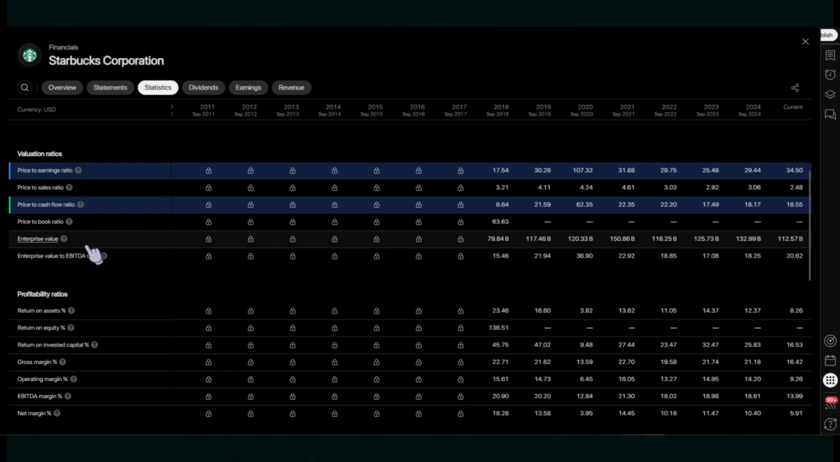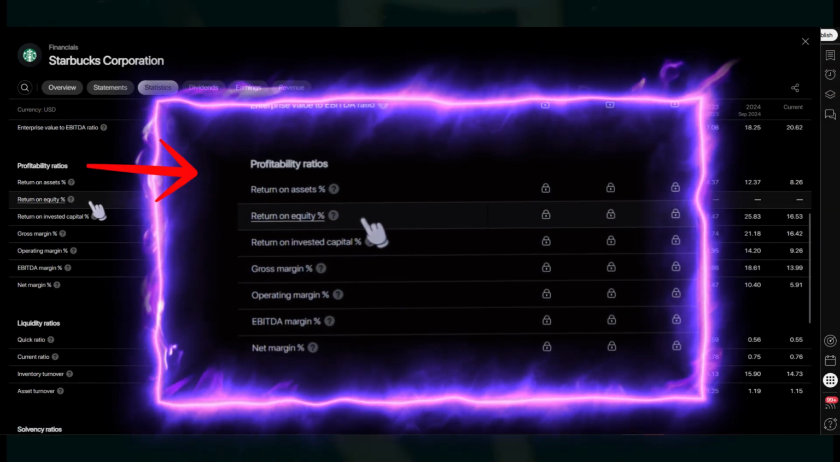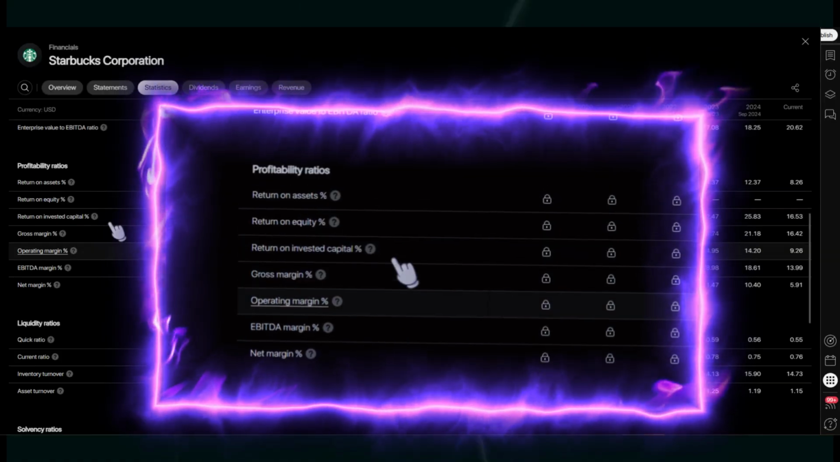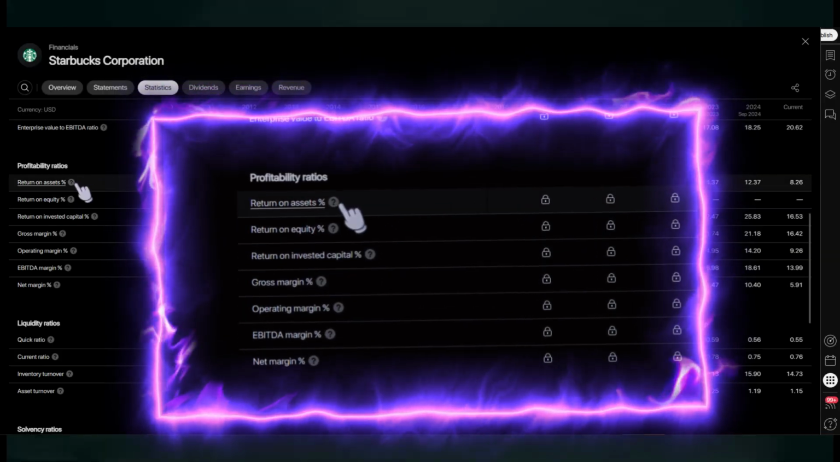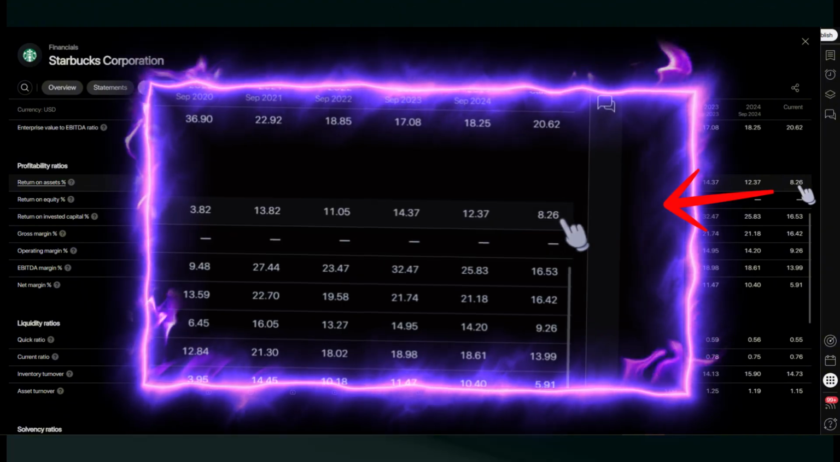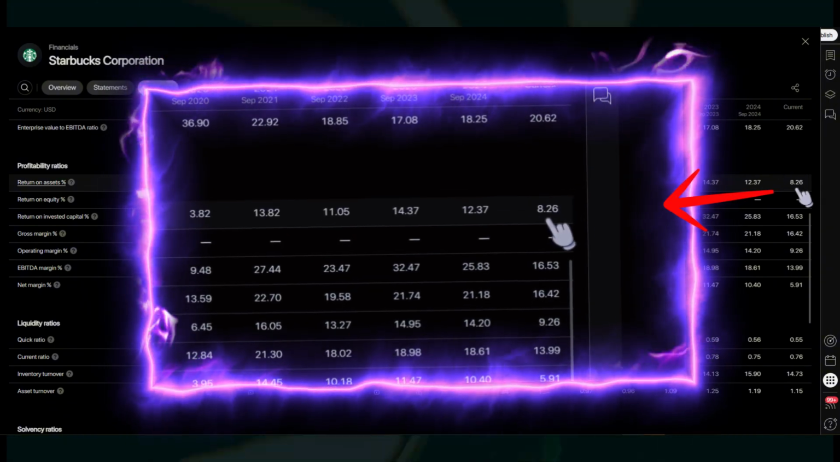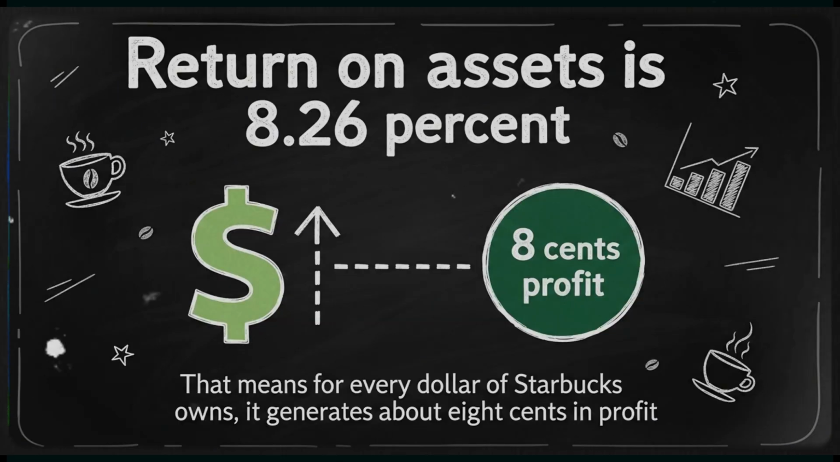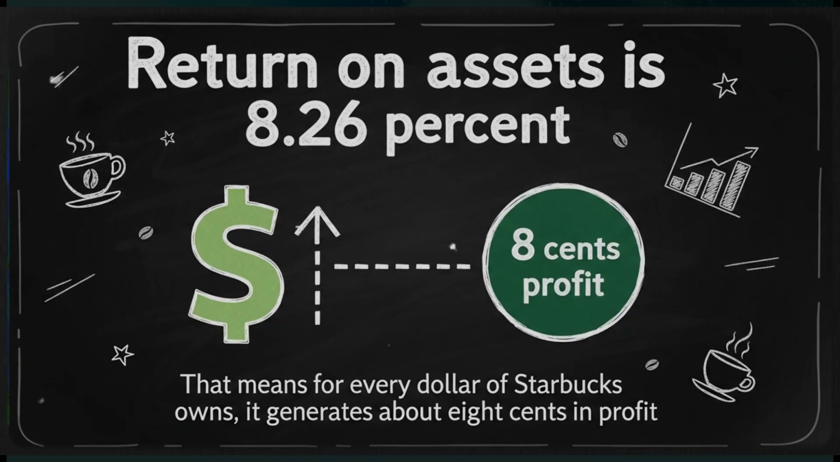All right, now let's talk profitability ratios. This section tells you how efficient the company is at making money. Return on assets is 8.26%. That means for every dollar of assets Starbucks owns, it generates about 8 cents in profit. Not amazing, but not terrible either. It shows the company is using its resources reasonably well.